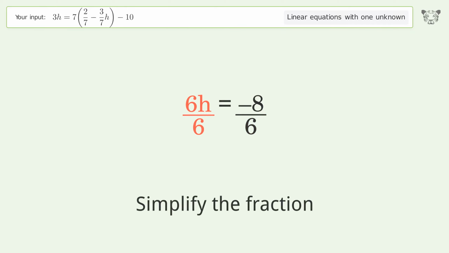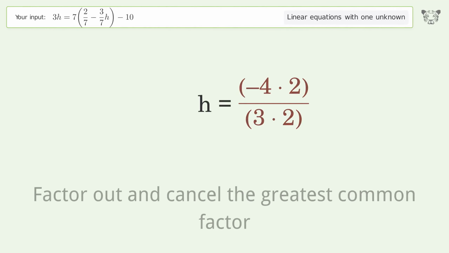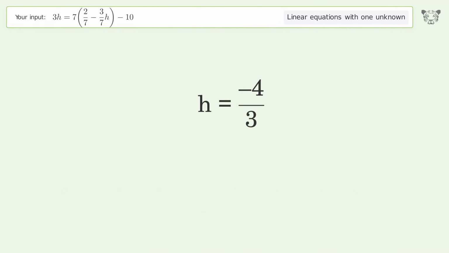Simplify the fraction. Find the greatest common factor of the numerator and denominator. Factor out and cancel the greatest common factor. And so the final result is h equals -4/3.